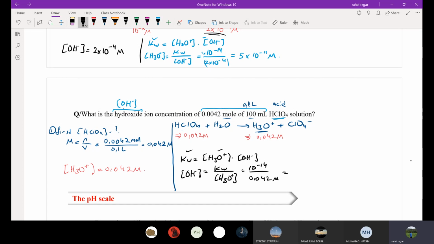H3O is 0.042 molar, which is 2.4, I think, times 10 to the power negative 13. Just to be sure, let me put it in again. Divided by 0.042. Yes. So it's like 2.38 or 2.4. You can just round it. 2.38 times 10 to the power negative 13 molar, and that's the concentration of OH. Okay.